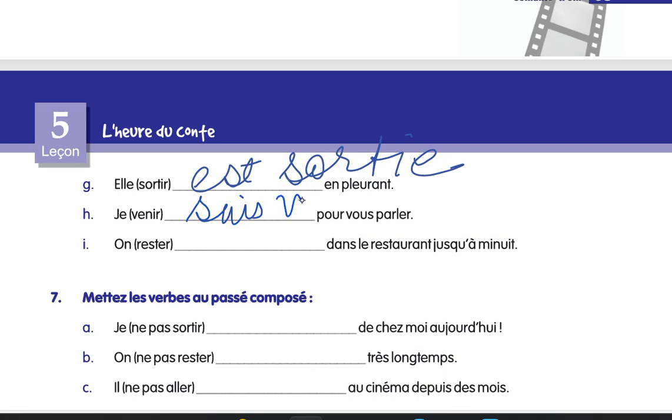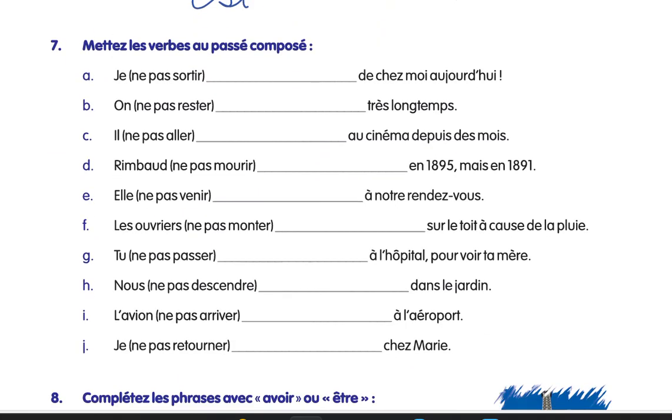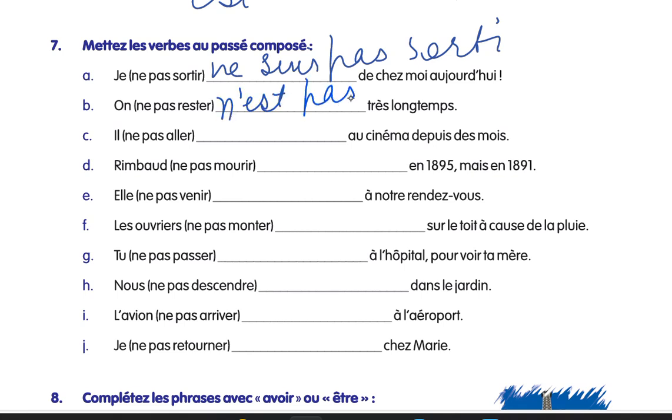Je suis venu. On est resté. Mettez le verbe au passé composé. So it is je ne suis pas sorti. On n'est pas resté. Il n'est pas allé.